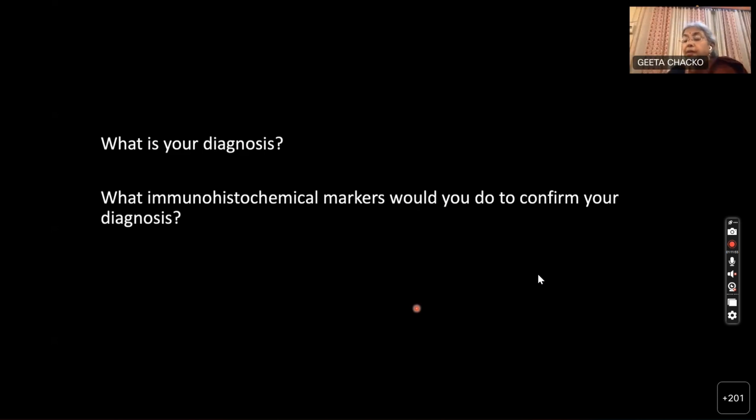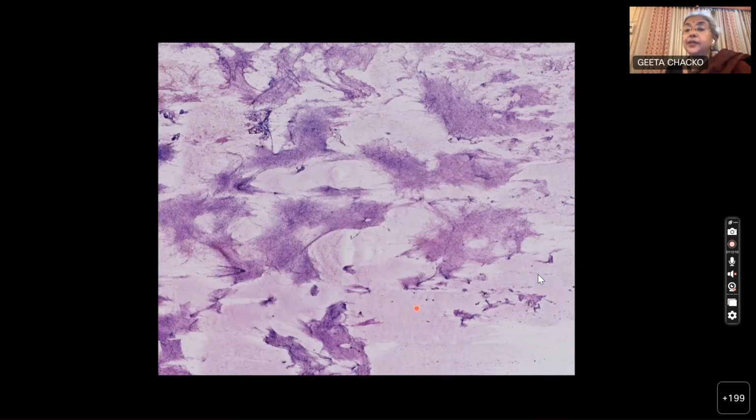Okay. See, GFAP, yes, you can do it, but again, like in one of the previous cases that I was mentioning, if you're very clear on it being glial, you can avoid doing the marker. Okay. So I'll just show you a few more images.